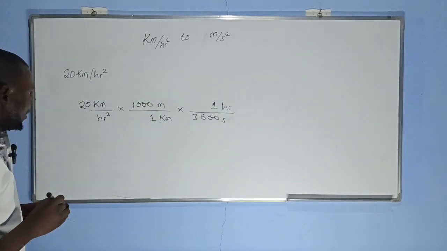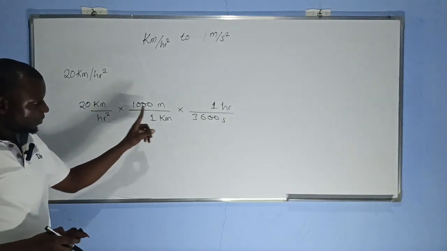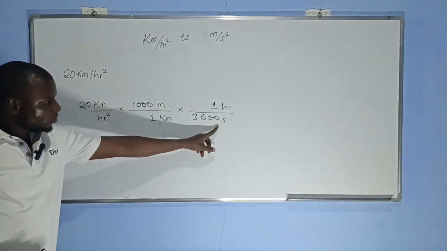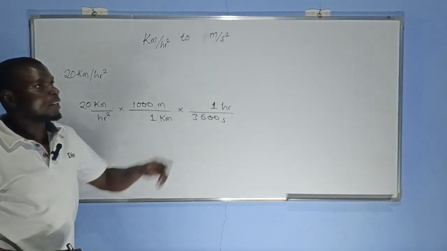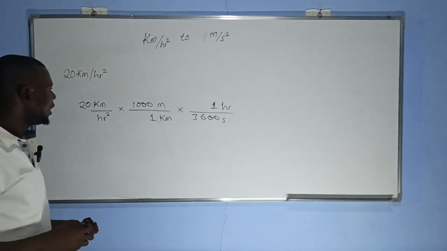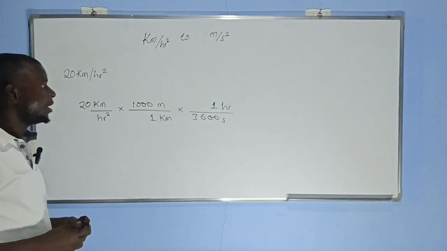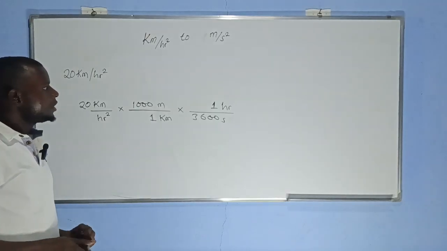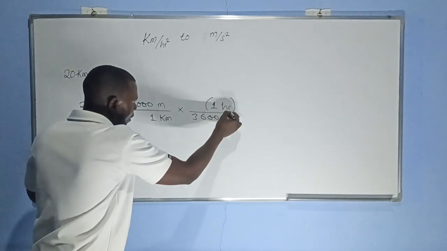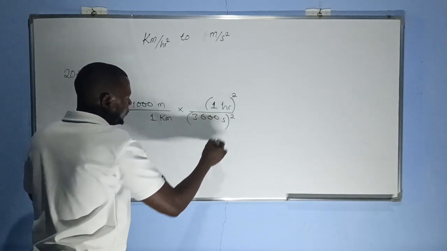After doing this, you see the unit we have here is square hour, and the unit we have here is just a single hour. Then we are also not looking for seconds, we are looking for square seconds. It implies this is not it. We need to see how we can change this to square hours and also change this to square seconds. How do we do it? All we have to do is square everything here and square everything here as well.